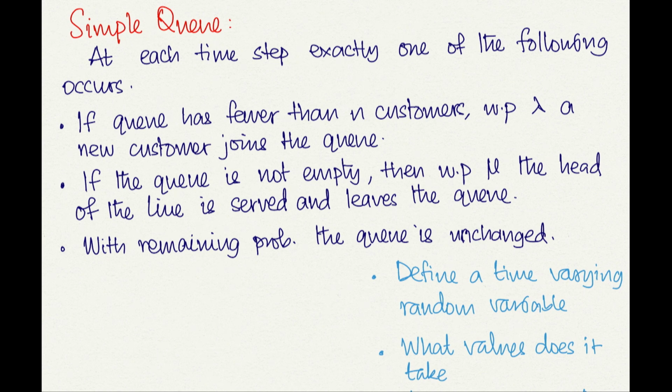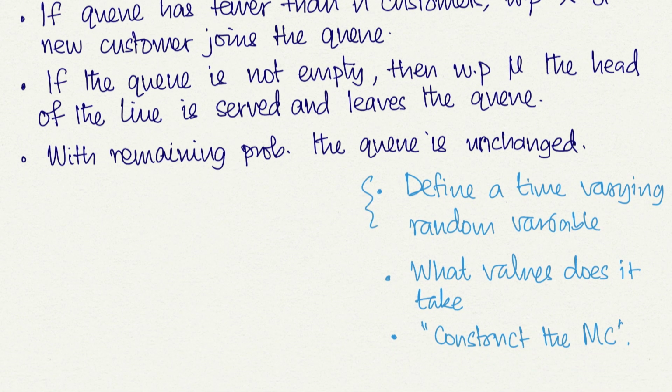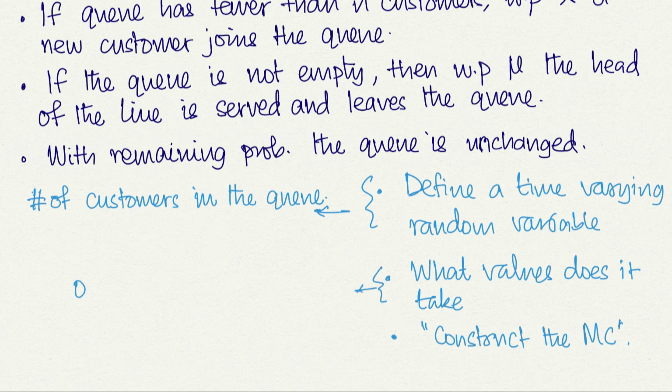I mean, the queue does not change. In this case, one customer joins. Here one customer leaves. Here there is no leaving or joining. So what is the state space? What is the time dependent random variable that you want to define? What is time varying is the number of customers in the queue. And what values does it take? 0 to n.